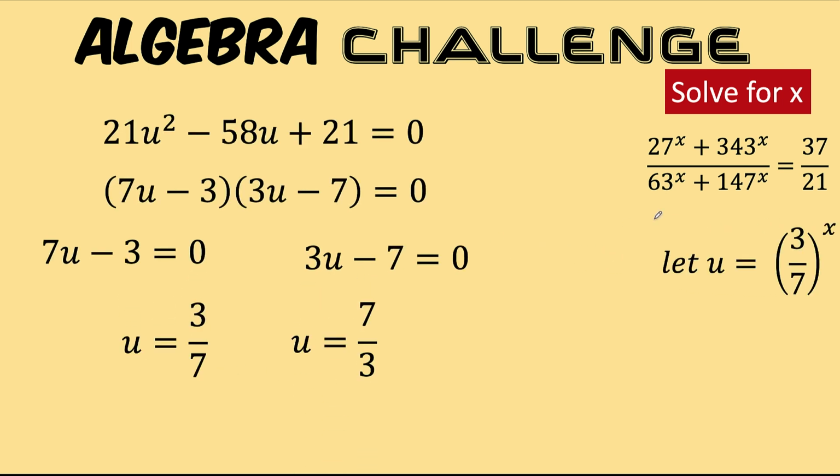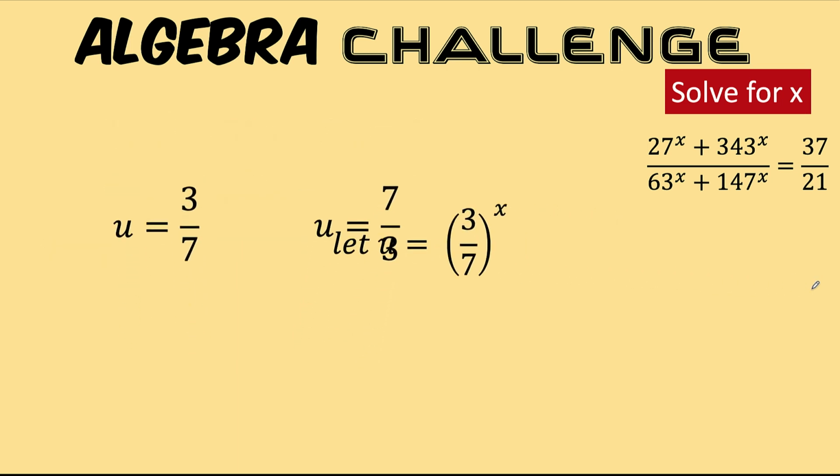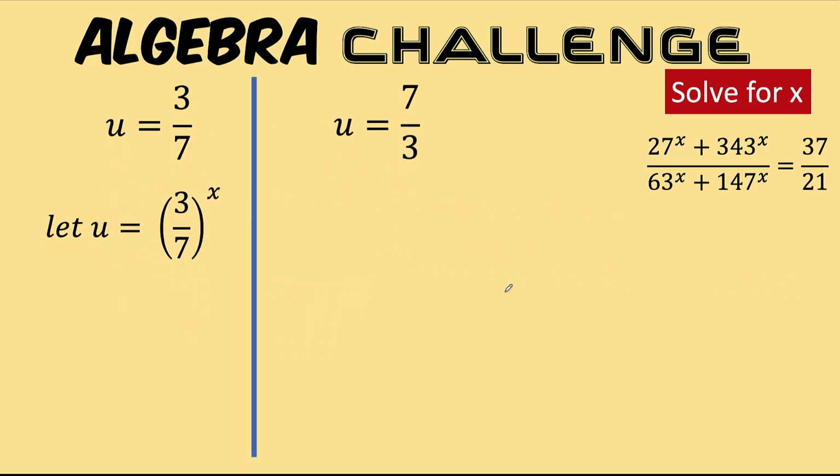But we are not after u, we are solving for x. But what is the value of u? U is equal to the quantity 3 over 7 raised to x. So from here, we now replace this u by 3 over 7. We now have this equation. Notice that you have the same base here. It's implied that the exponent is 1. So that means the value of x is equal to 1.